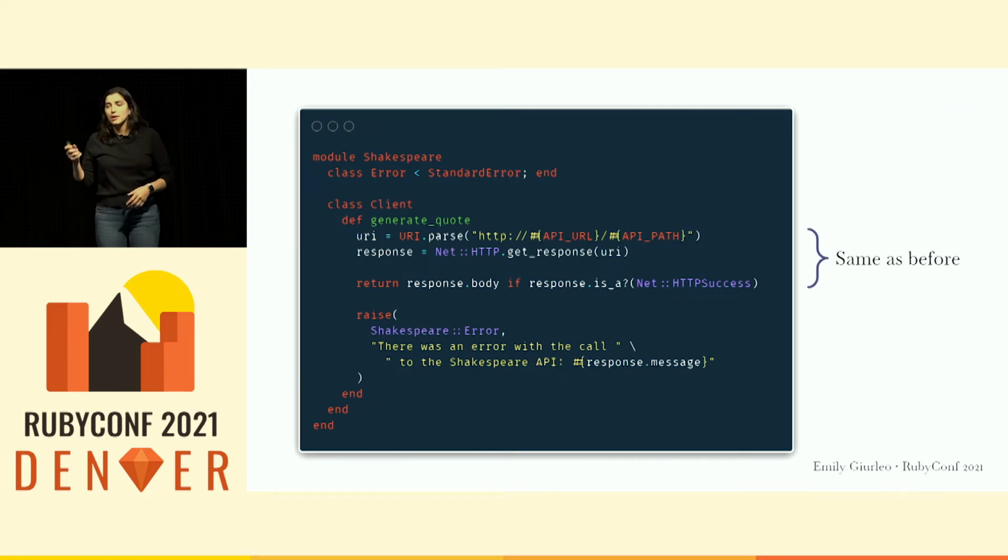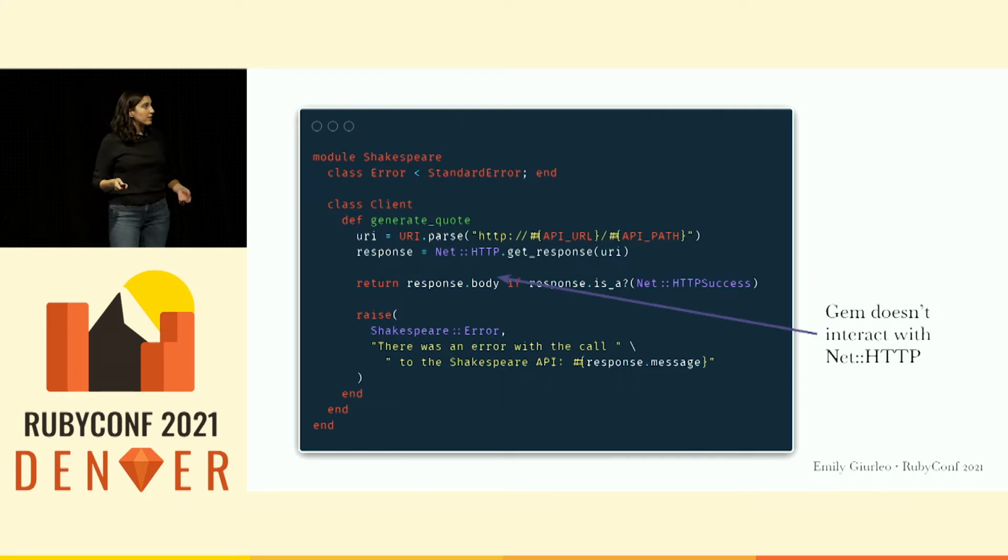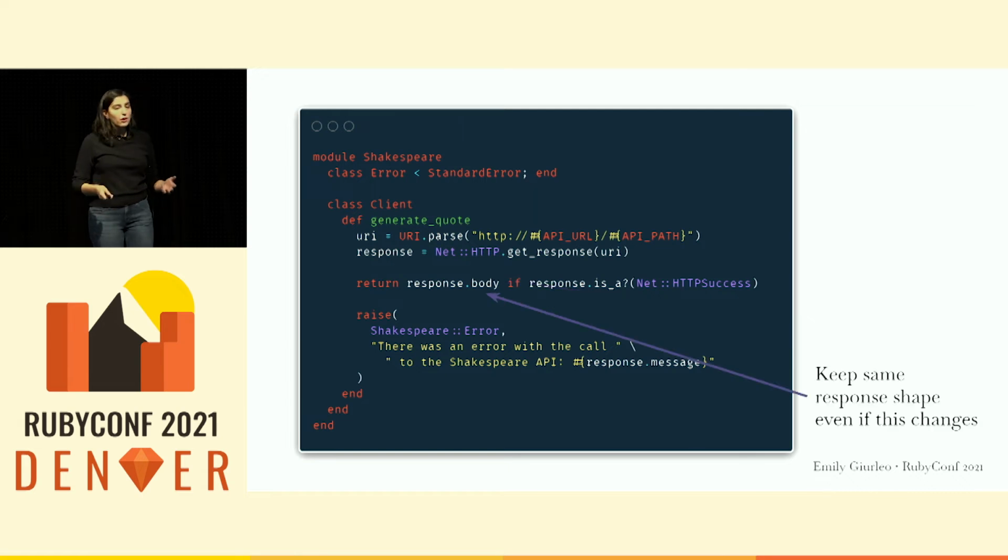So you'll notice that a lot of the code on this slide is the same as the previous slide. The only difference is that it's in its own class, which has some awesome benefits. The first is that the gem no longer has to interact with net HTTP. It no longer needs to know exactly how this network request is implemented. It also no longer needs to know the exact response shape from the API. So if I ever go and change that response shape, I can keep all that complication within this class and leave the rest of the gem the same.